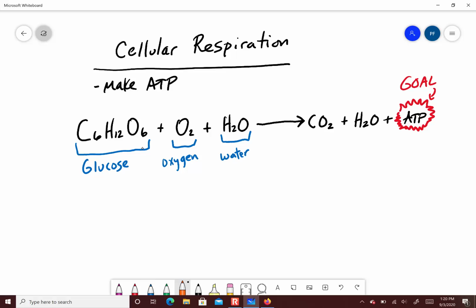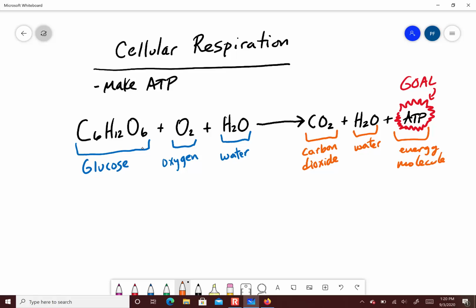And then our products are going to be CO2, which is carbon dioxide, H2O, which is water. And yes, it's on both sides. We use water, we make water. And then, of course, ATP, which is our goal, right? That's our energy molecule that we're trying to make. Right, so those are our reactants and products.